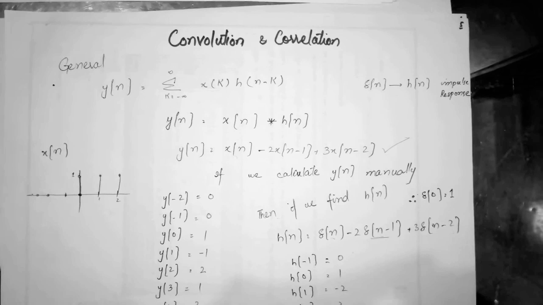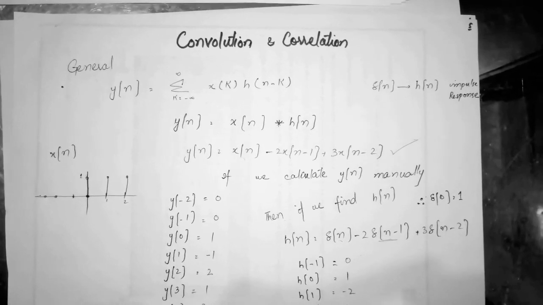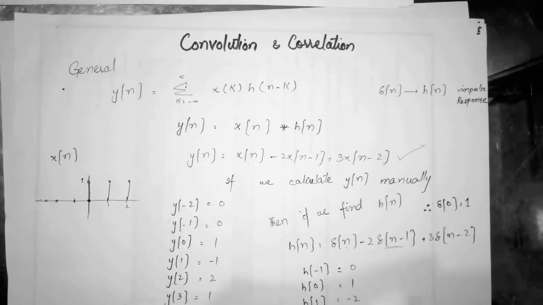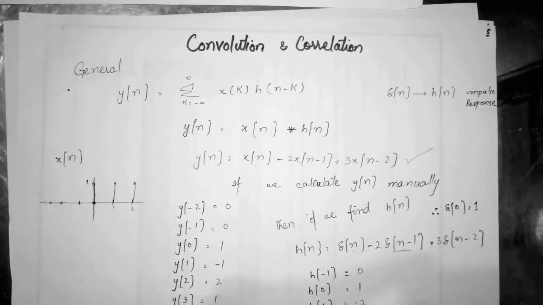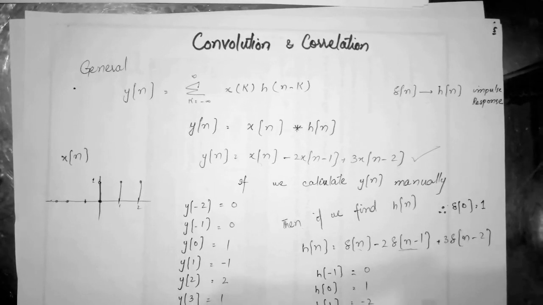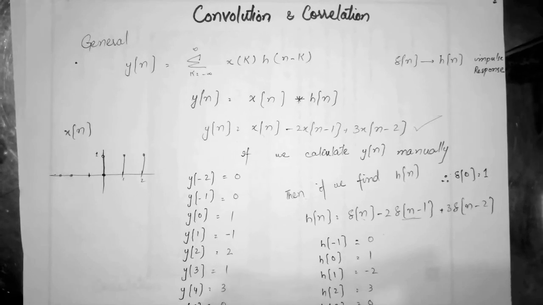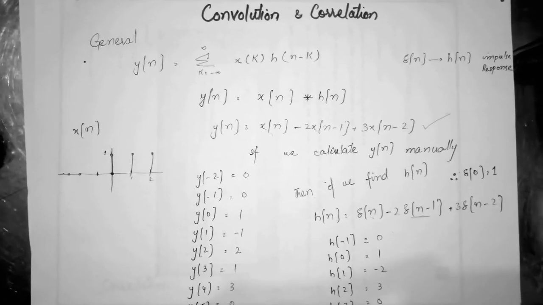Now let's study convolution and correlation. We have the general equation of convolution as y[n] = summation from minus infinity to infinity of x[k] h[n minus k]. We have a signal y[n] which is equal to x[n] convolved with h[n]. Now we have an example: y[n] = x[n] minus 2x[n minus 1] plus 3x[n minus 2].